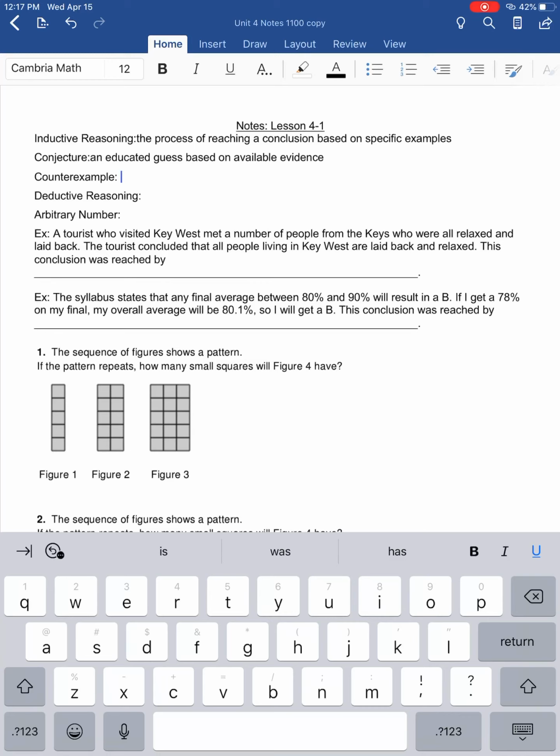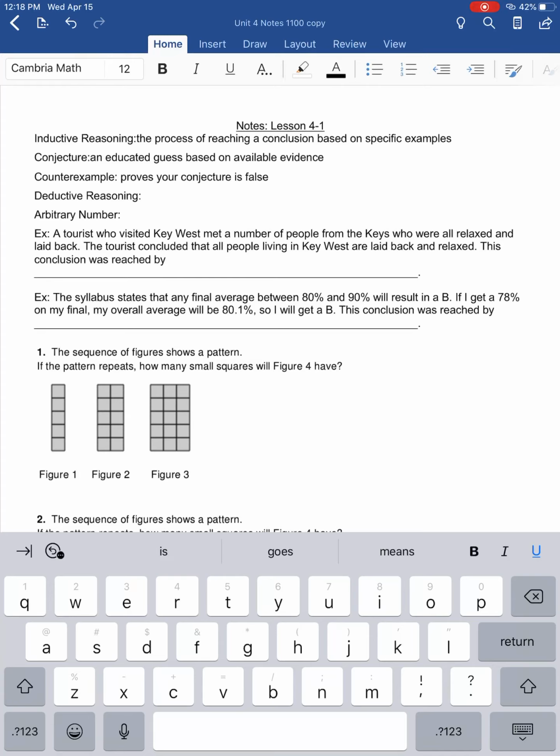An educated guess based on available evidence. A counterexample proves your conjecture is false. So for example, if my conjecture is saying everyone that lives in the Keys is relaxed and laid back, well, that's my conjecture, that's my educated guess. But if I go and I find one person that lives in the Keys that is uptight and is not laid back and relaxed, boom, that would be my counterexample that proves that my conjecture is false.